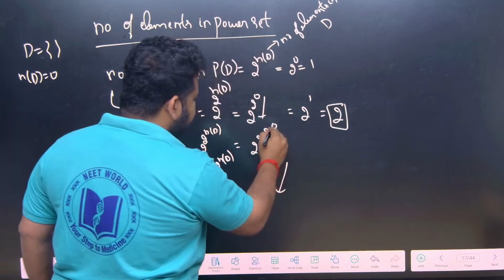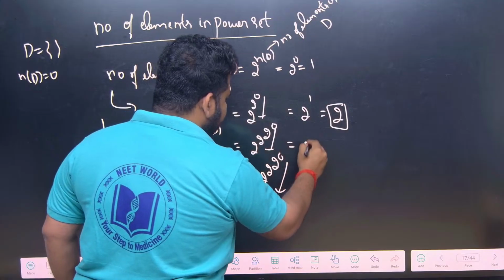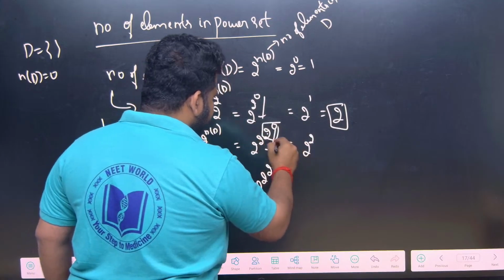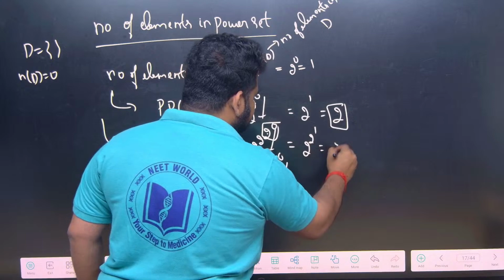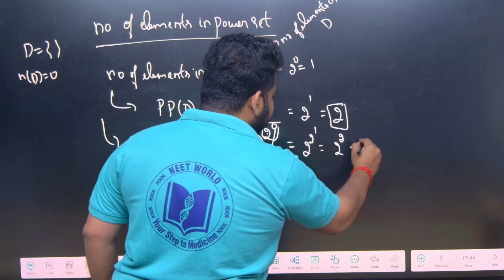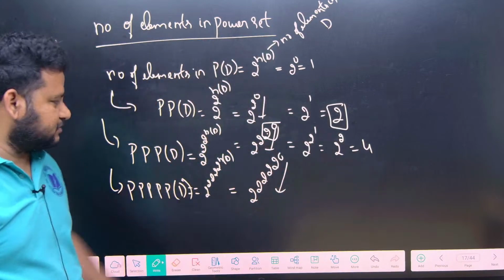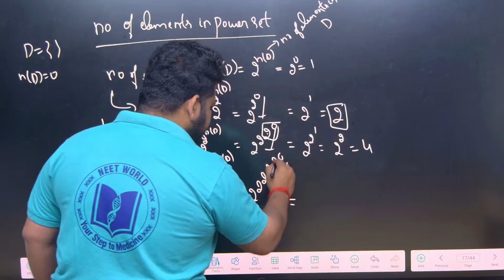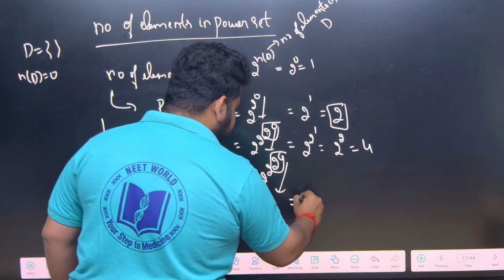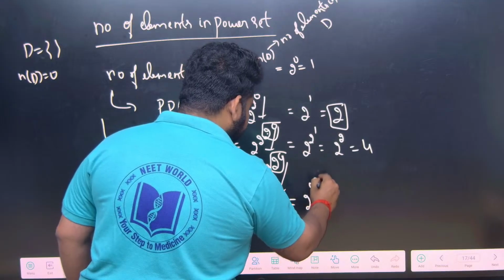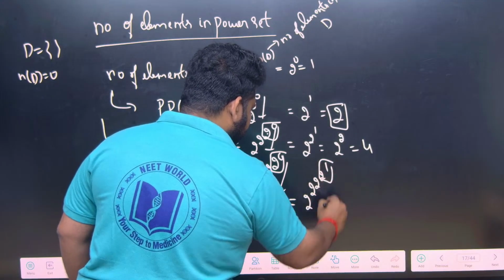So here 2 power 0 is 1. So 2 power 1. 2 power 1 is 2. So 2 power 2 is 4 we will get. So that is the number of elements in this power set. Now if you take this one, 2 power 0 is 1, so this will get it as 2 power 1. Now 2 power 1 is 2, so this will get it as 2 power 2.